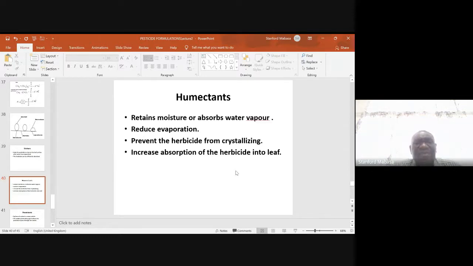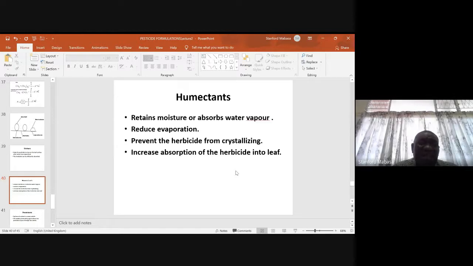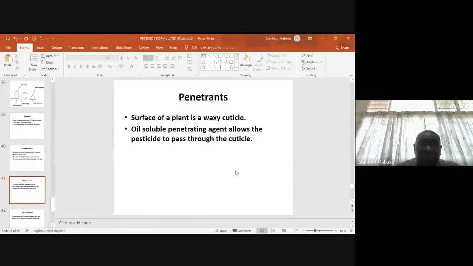Now, this can actually increase absorption of the herbicide into the leaf, or any other pesticide in the leaf. So humectants, if they are formulated together with the pesticides, can enable efficient absorption.